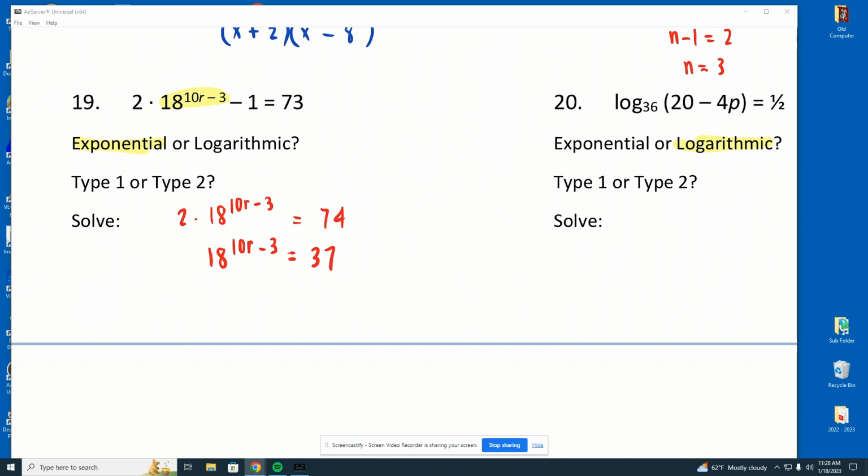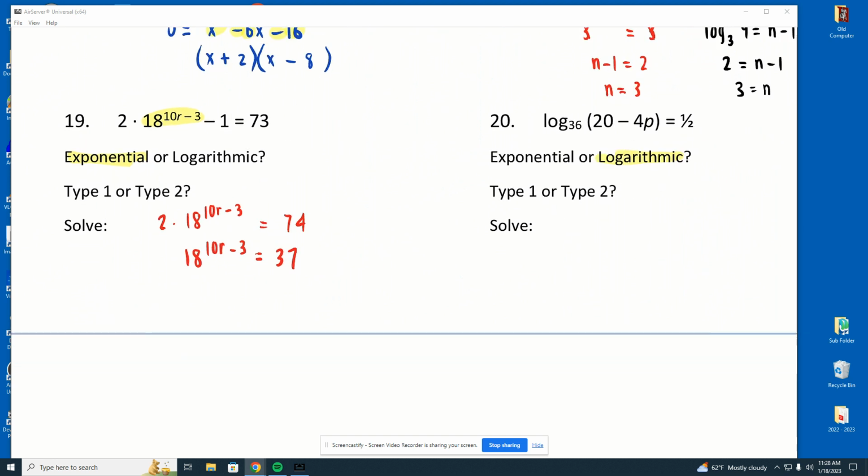Then, of course, I look at this problem, and it's not the same as the last problem. Okay, I cannot take this and rewrite it using type 1 or type 2. I can't make 18 and 37 have the same base. So I only have one option here, type 2, and that is rewriting this as a logarithm. So log base 18 of 37 equals 10r minus 3.